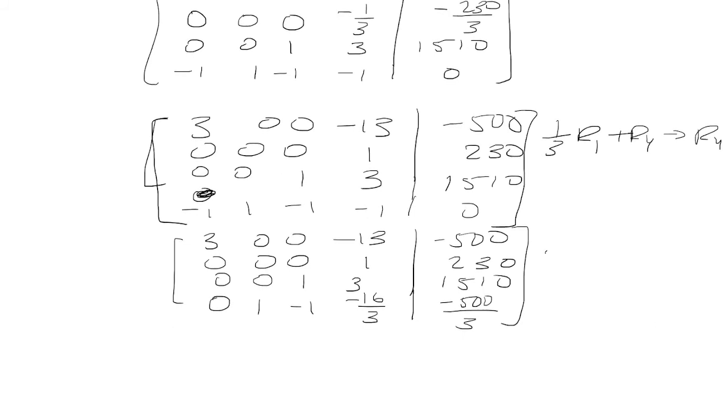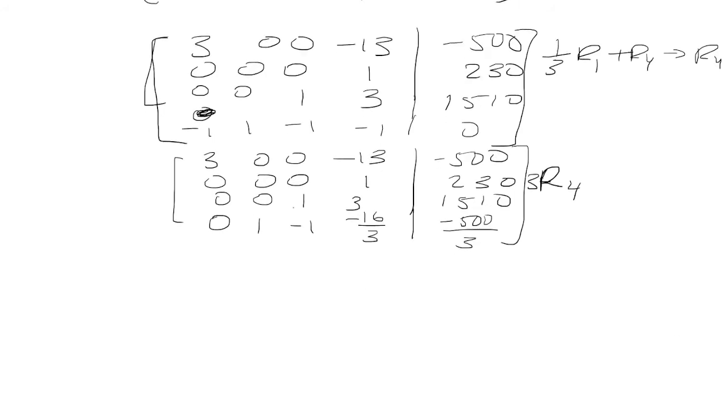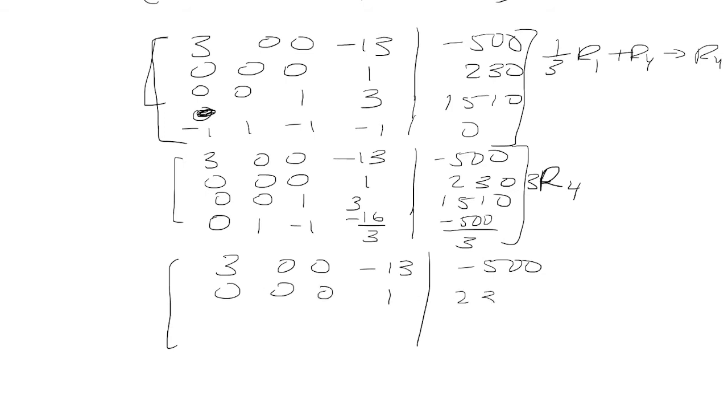Now I'll multiply row 4 by 3. And the reason we're doing that is to eliminate the denominator. So everything else is the same. Okay, so we have 0, 1 times 3, negative 1 times 3, negative 16 over 3 times 3, and then negative 500 over 3 times 3.